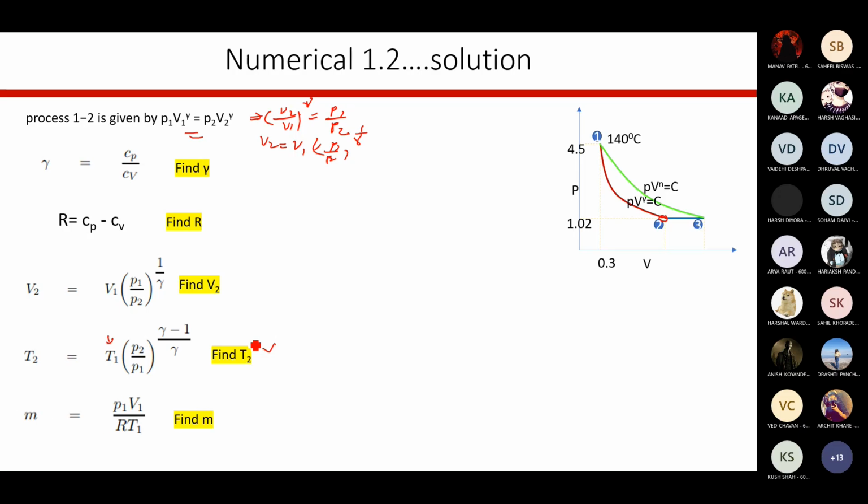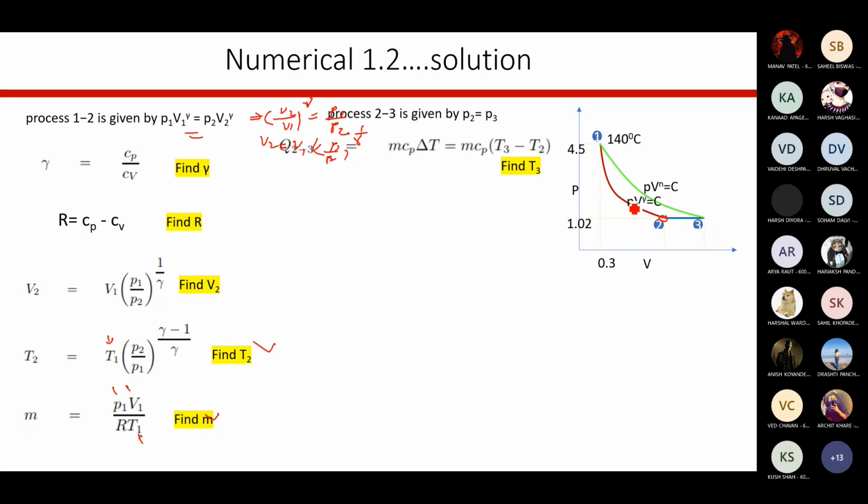Now I can use the equation PV is equal to MRT. I'm applying this at state point 1, so I can write M is P1 V1 upon R T1. I know the pressure P1, volume V1, and R, the gas constant. Temperature T1 is known to me, so I will find out the mass of the gas. So find M. Clear?